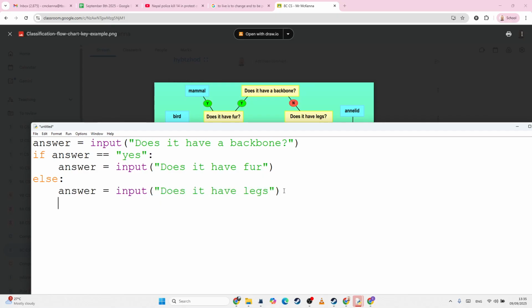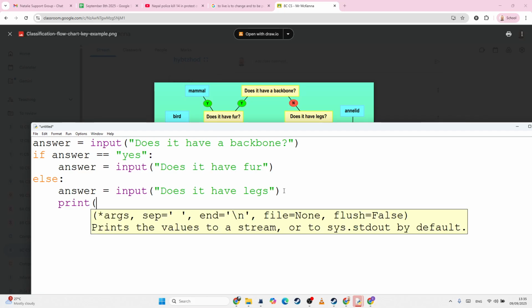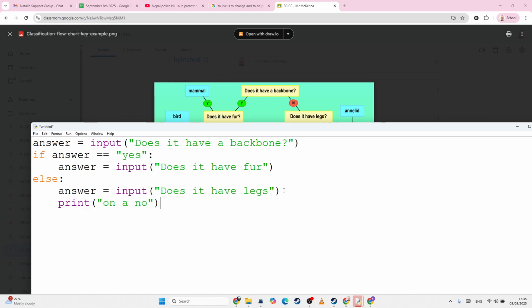If I were to put something else here, like print, on a no, that would print only if the answer was not yes. So it would print, does it have legs? And then it would print, oh, I know. However, if I put this here, that would be a different effect. That would happen after either of these had finished. So if I said yes, and answered does it have fur, it would then jump down to here instead. So the spacing is really important in Python.